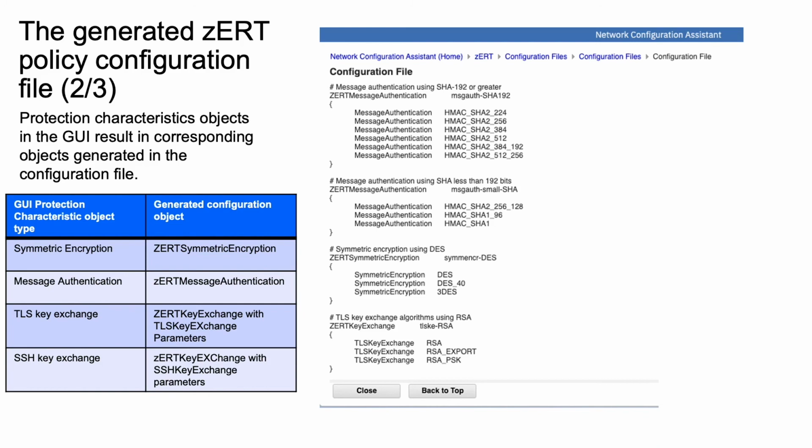If in the GUI you've created a message authentication object, that will result in a ZERT message authentication statement in the configuration file. If you've created a TLS key exchange object in the GUI, that will result in a ZERT key exchange statement in the configuration file, but it'll contain TLS key exchange parameters. Finally, if you create an SSH key exchange object in the GUI, that will result in a configuration statement of ZERT key exchange, and it will contain SSH key exchange parameters.